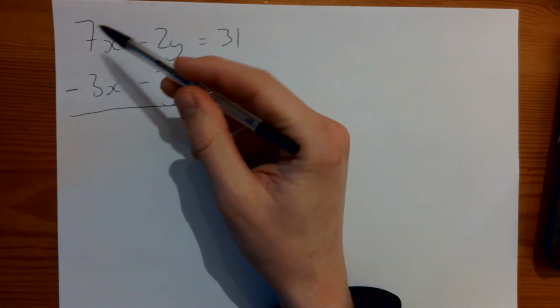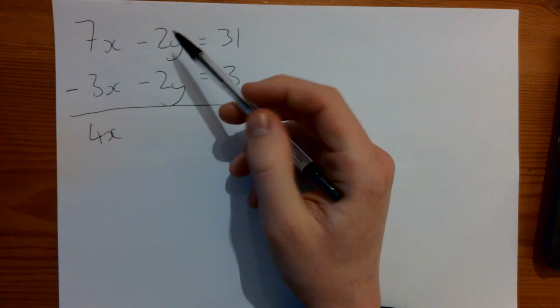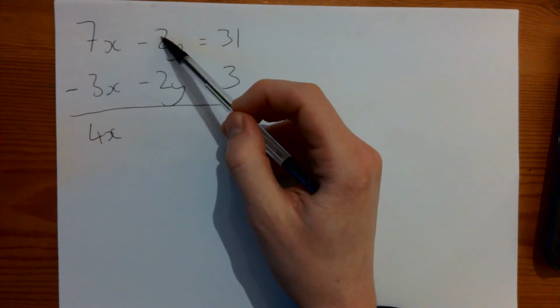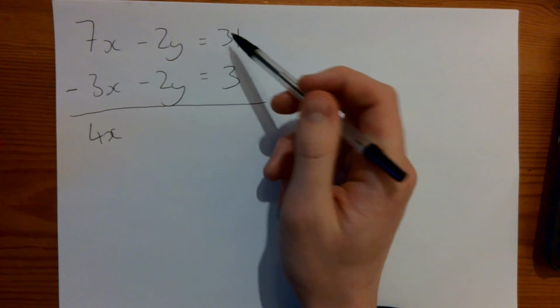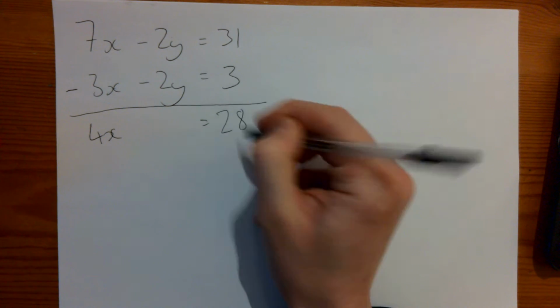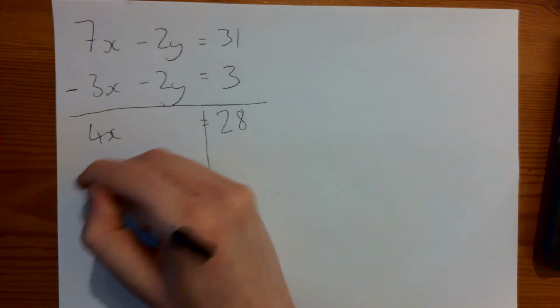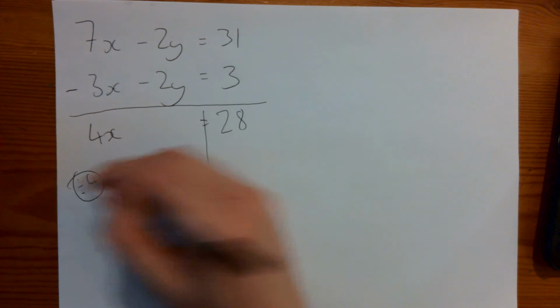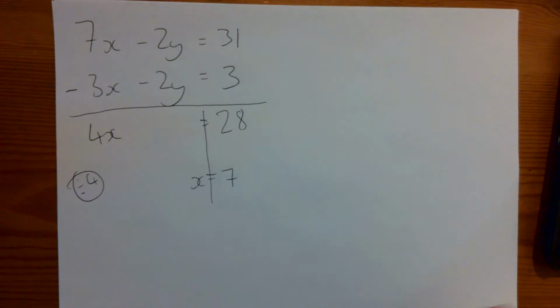So let's take them away. 7x minus 3x is 4x. As we said before, minus 2y minus minus 2y is nothing. And then 31 minus 3 is 28. Solving that equation then, divide both sides by 4, gives me x equals 7. Half the job done then, just got to put it back in.